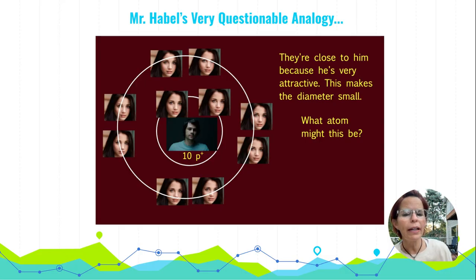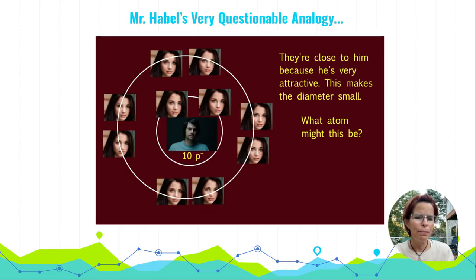So the question is, what atom might this be? Well, you look at the number of protons, look on your periodic table. Which one has an atomic number of 10? Neon. So this represents neon, one of the noble gases. We know it's stable. It's got 2 electrons in the first orbital and 8 electrons in the second orbital. So it's a stable electron configuration.